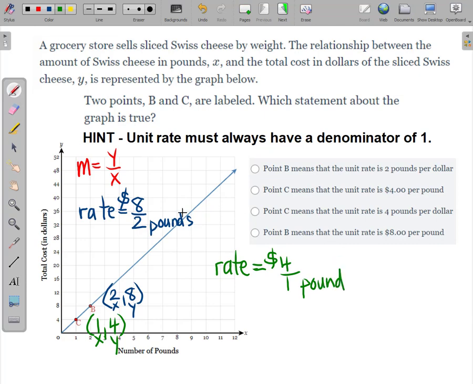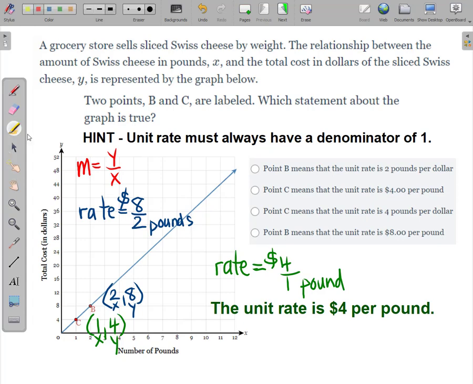So before I even look at the answers, 8 over 2 is not my unit rate because I have a denominator of 2. So my solution is actually found over here. All I would have to do is express this in words, and it's probably going to line up perfectly. So let me pause this and write it out with words. If it's $4 per 1 pound, a unit rate must always have a denominator of 1. That's a denominator of 1. So the unit rate is $4 per pound.